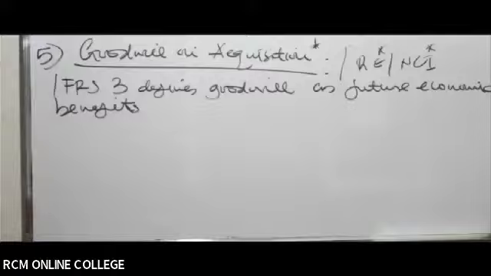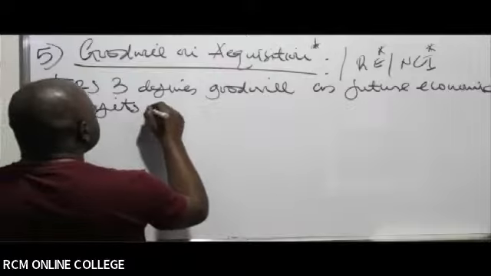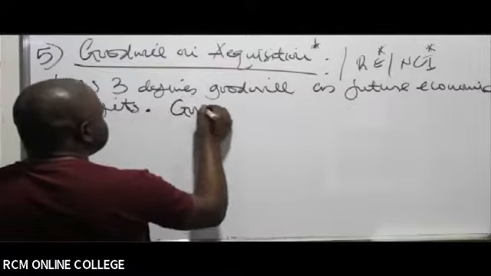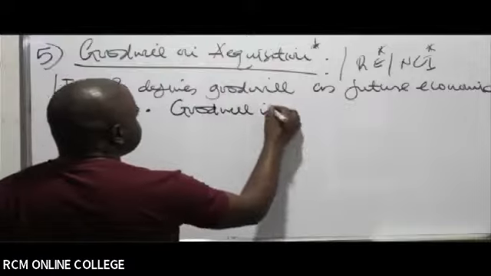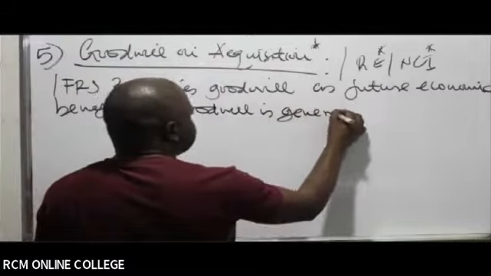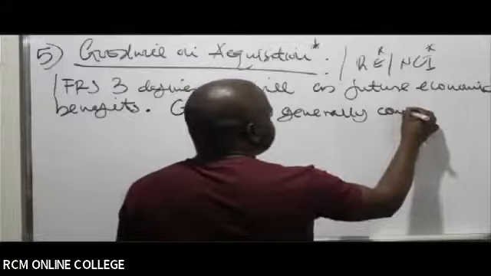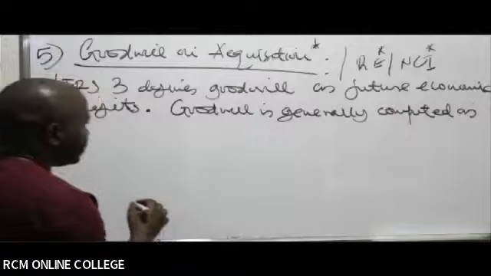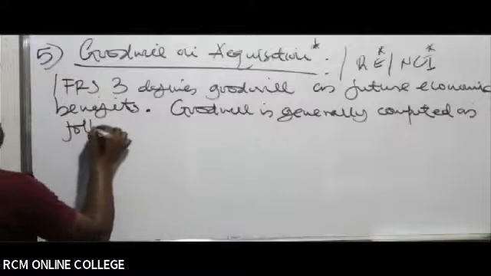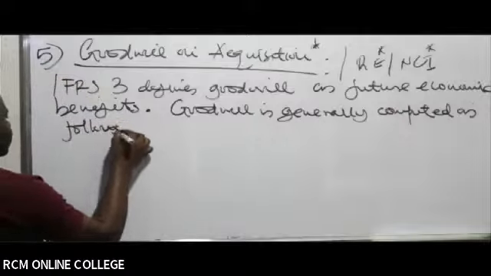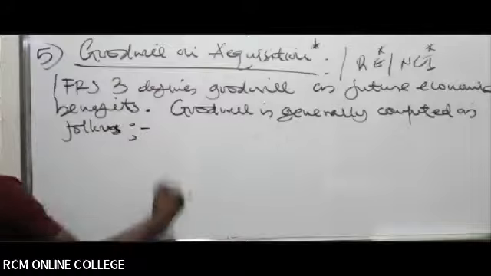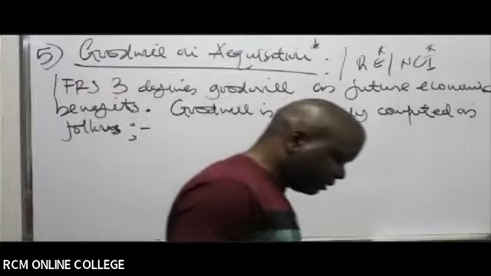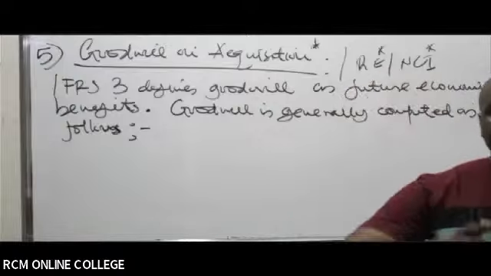So you can write and say, goodwill is generally computed as follows. I think there's one we used in partnership. You remember that one for partnership? That's like the general formula.